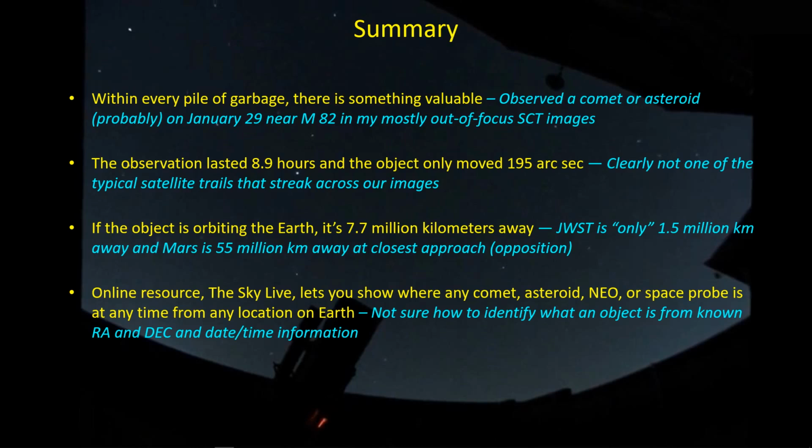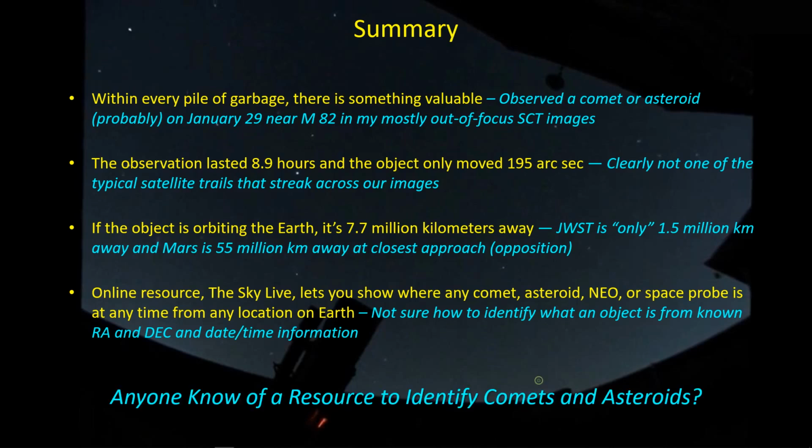Online resources, one of them that I looked at, the Sky Live, let you identify a known comet, asteroid, or space probe and show where it is in the sky at any particular time. But that's really not what I'm trying to do here. I'm trying to go the other way. I'm trying to take a particular position in the sky and time and have it tell me what was there at those coordinates. Unfortunately, I don't know how to use this resource or what other resources might be out there, though I have done a little bit of a search. So if any of you guys know a resource out there that would let me nail down exactly what this object was, I'd appreciate it. Just drop me a comment and I'll look it up and put that in the description.